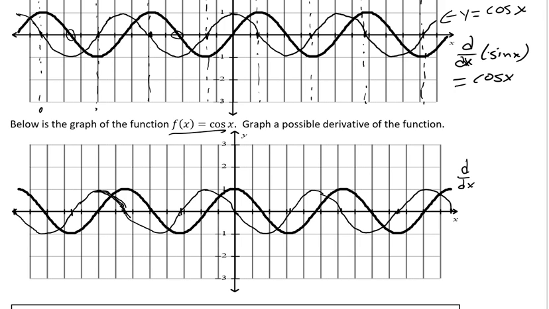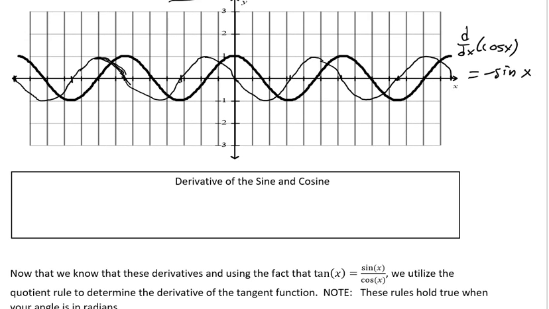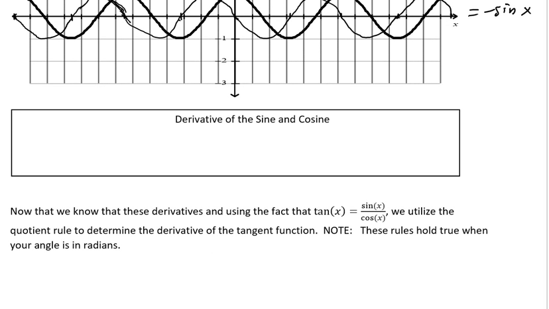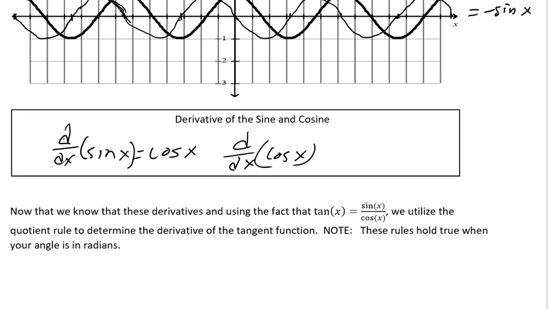It's negative sine of x. Again, we're not going to go through an algebraic proof, but know that that is the derivative. So the derivative of the sine is the cosine, and the derivative of the cosine is negative sine of x.